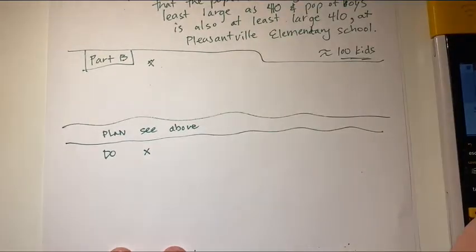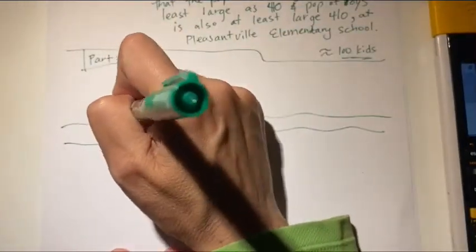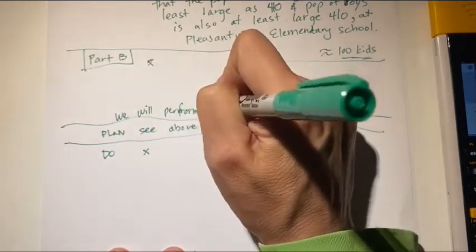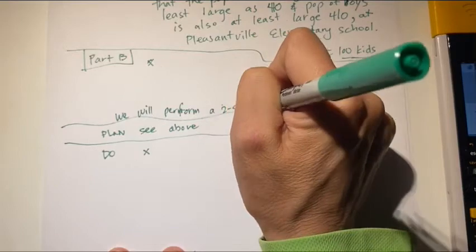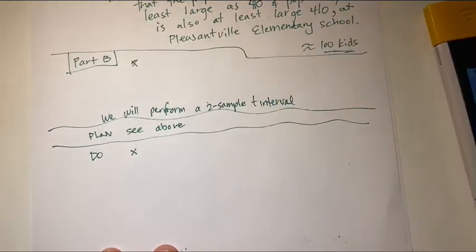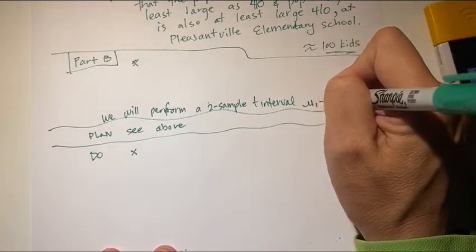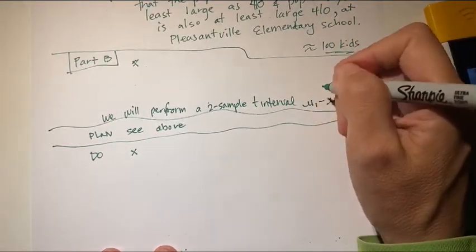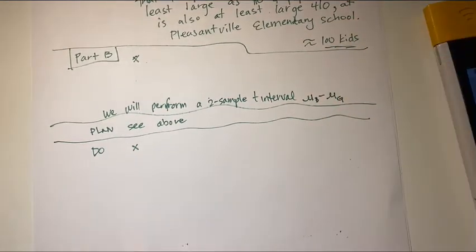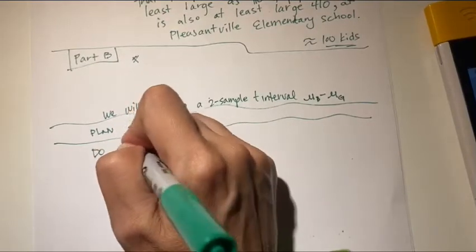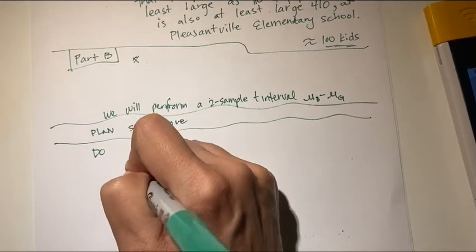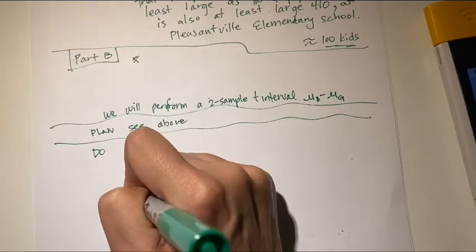the only thing I'm missing from my plan is this part where I say we will perform a 2-sample t-interval. And why are we doing a 2-sample interval? We're trying to find mu1 minus mu2. And I could list that as mu boys minus mu girls, either way. So I've got x bar 1, s sub x1, n1, x bar 2, s sub x2, n2.